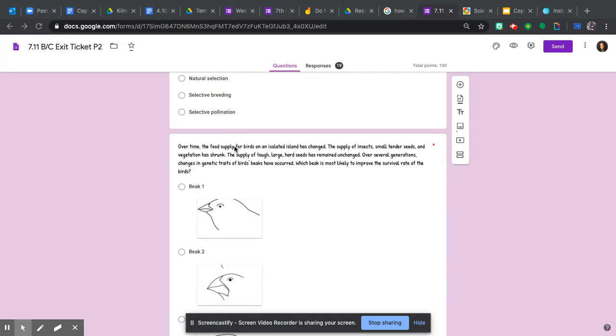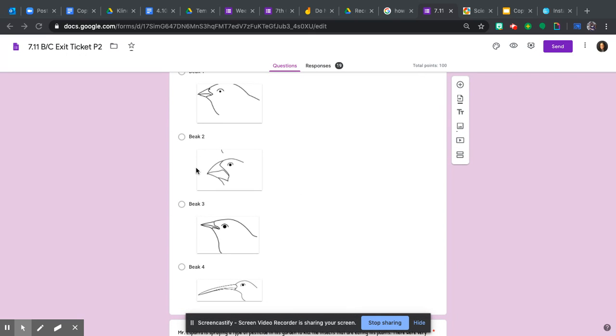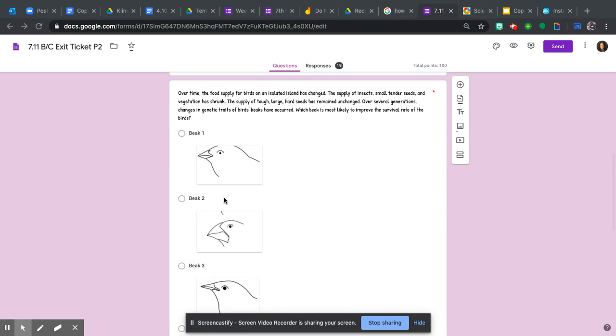So it says over time, the food supply for birds on an isolated island has changed. The supply of insects, small tender seeds, and vegetation has shrunk. The supply of tough, large, hard seeds has remained unchanged. So basically, this food source still remains for the birds. So you want to figure out which beak is most likely to improve their survival rate, right? What you needed to think about was, out of the beaks that were given, which one do you think will be best for eating tough, large, hard seeds?